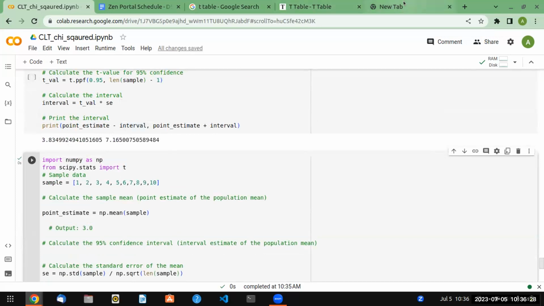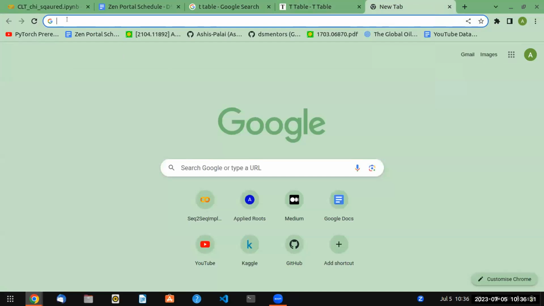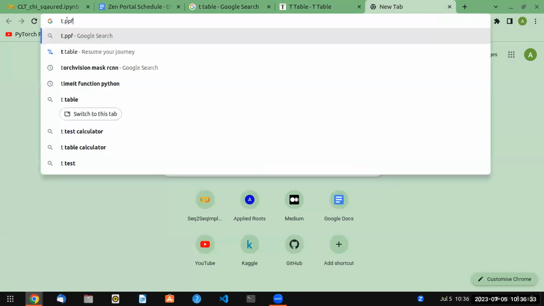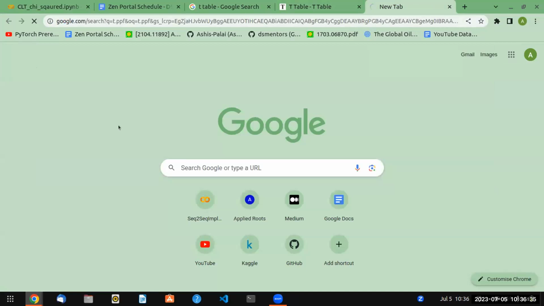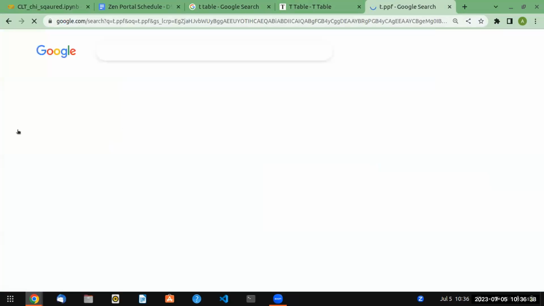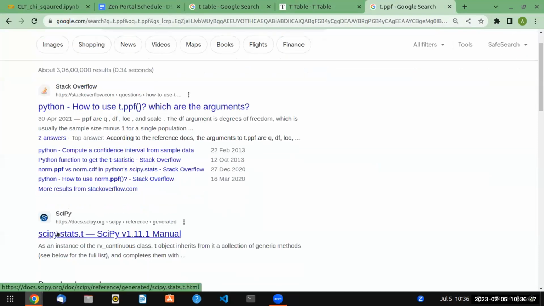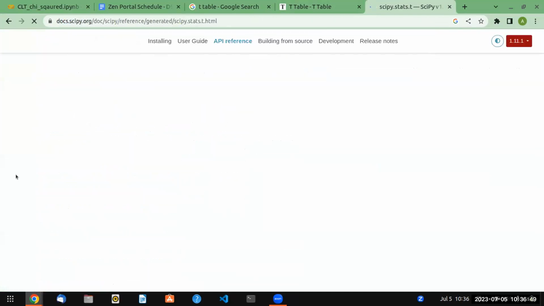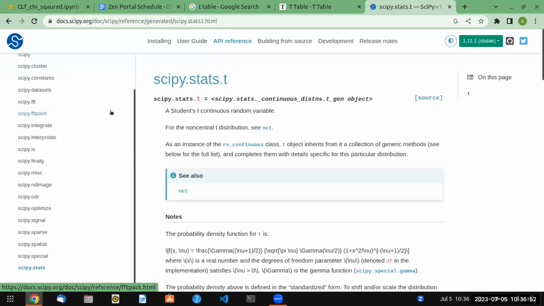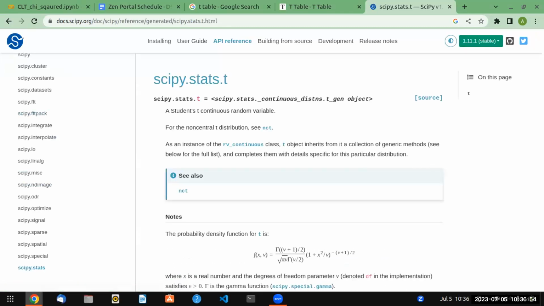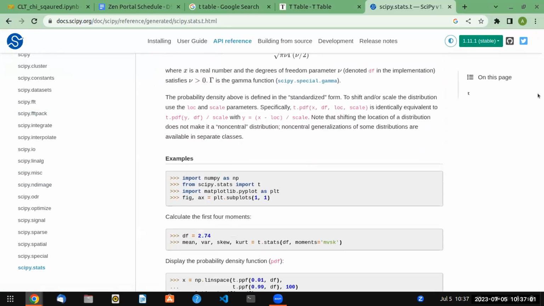Okay, so we are looking at T dot ppf. Let's see what result we get. What happened? How to use it? Okay, Stack Overflow, people have already given this answer. In Stack Overflow, actually, when I started, it was the place where I got more knowledge, because there people discuss those things, no?